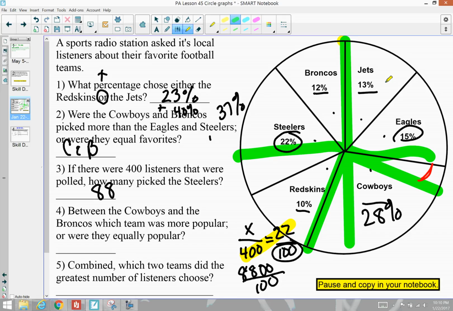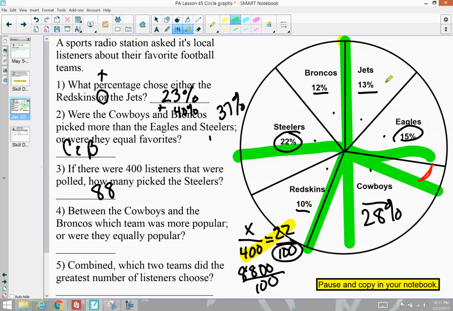So if we did 400 into 4 parts, that means each section would be roughly 100. Since we have 22%, that's slightly less than 25, a little bit less than 100. 88, is that close to it? Seems pretty close, so we're going to go ahead and say, yep, we're happy with that answer.